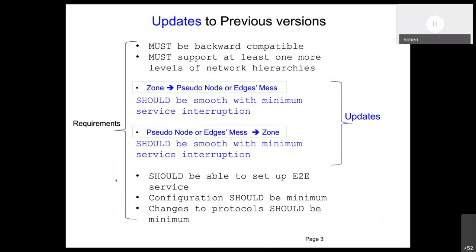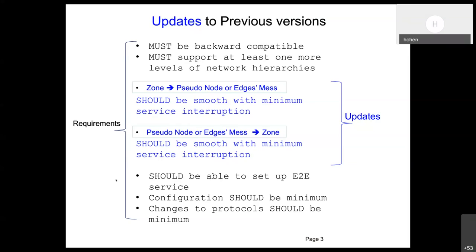Regarding the update for the current draft, we just added some requirements. Originally in the draft, we have requirements such as we must be backward compatible, and we must support at least one more level of hierarchy for network scalability. In addition to that, we also add requirements such as transferring a zone to be a pursuit node or edges full mesh should be smooth with minimum service interruption. Another requirement is that if we roll back from pursuit node to zone or from edges full mesh to zone, this rollback should also be smooth with minimum or no traffic interruptions. We added these two more requirements.